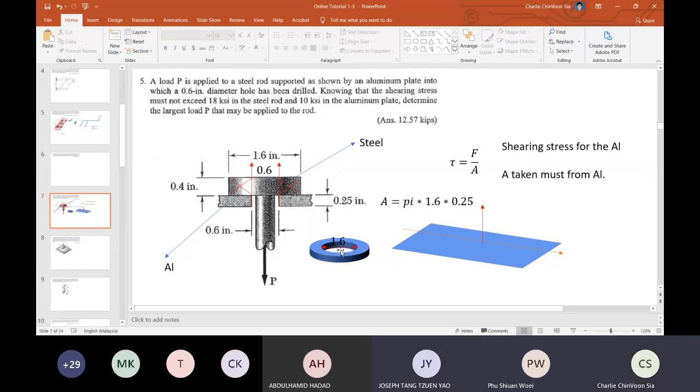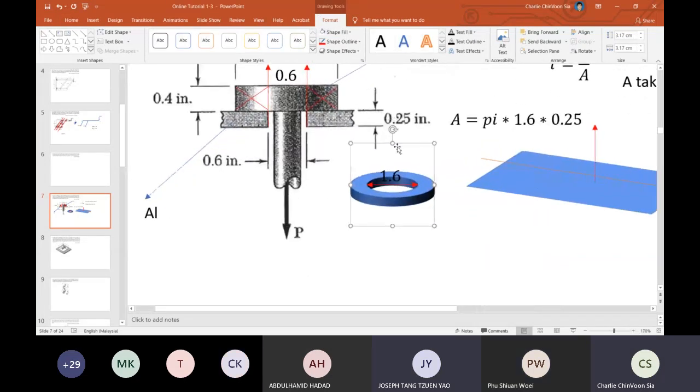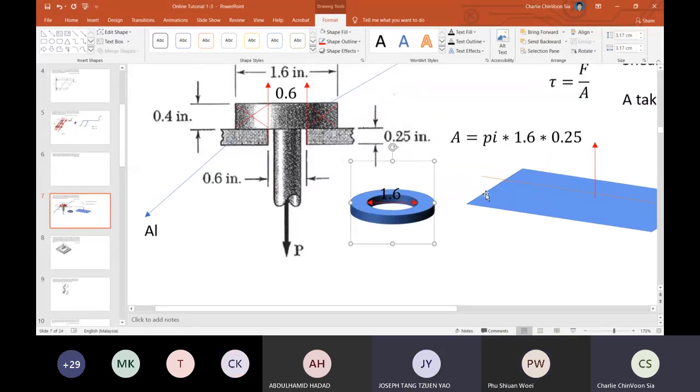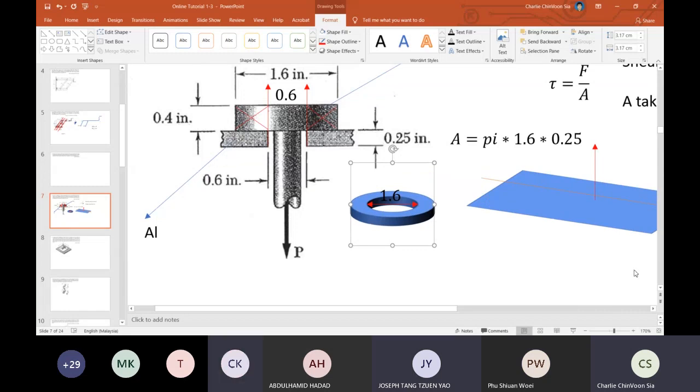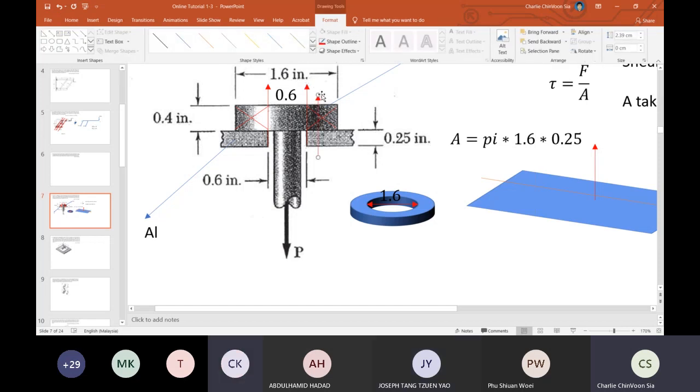Yeah, here. All right. No, here, right, isn't it? Yeah. So 1.6, and then because we want to calculate the area inside, surrounding the circumference, because this area has contact with the force in the shear. If you can see the force, basically the force is surrounding.